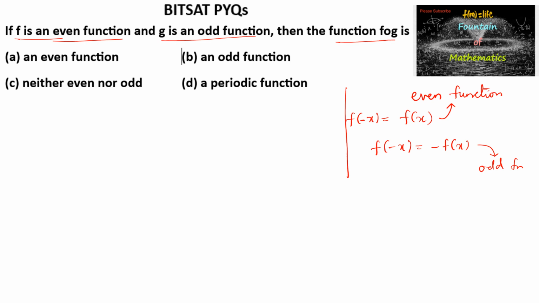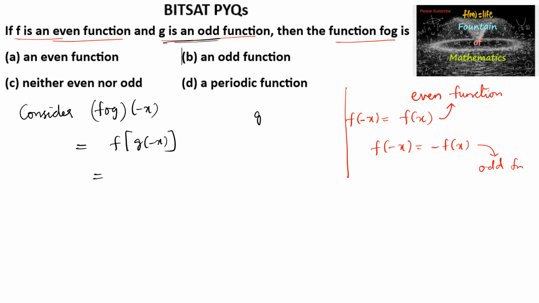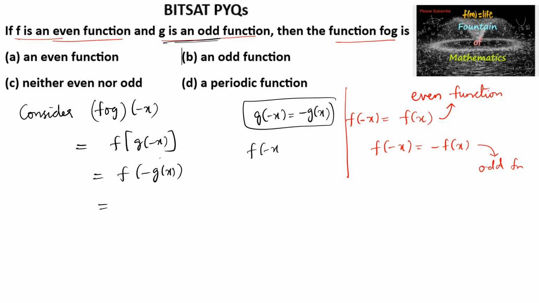So here we need to identify the f circle g function. Let us consider f circle g of negative x, which is equal to f of g of negative x, and it is given g is an odd function. So g of negative x is equal to minus g of x. So we can write f of minus g of x, and f is an even function, that is f of negative x is equal to f of x. So we can write f of g of x. f of g of x is nothing but f circle g of x.